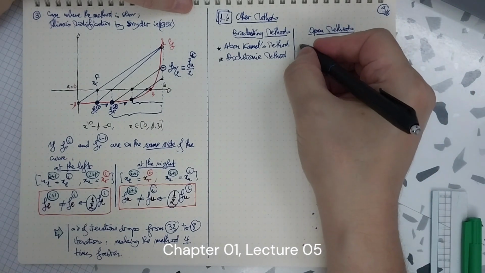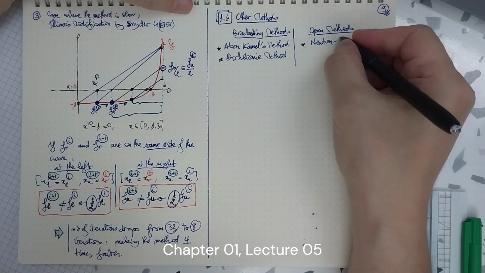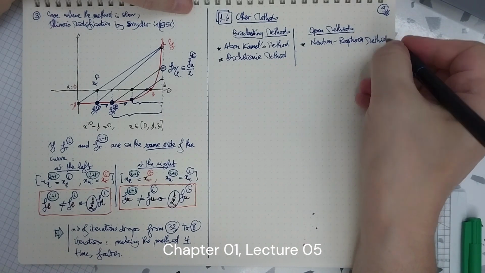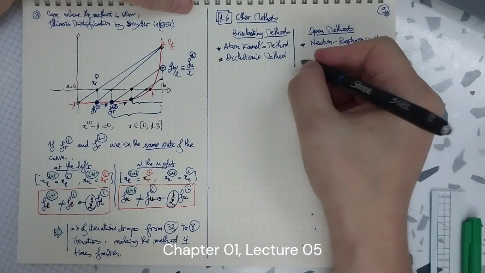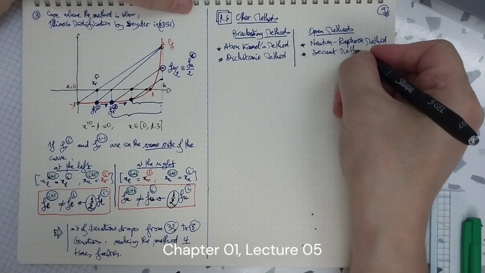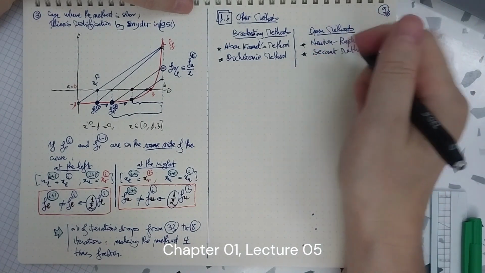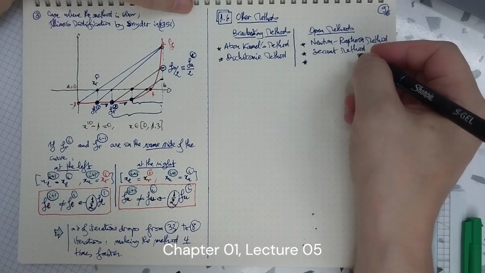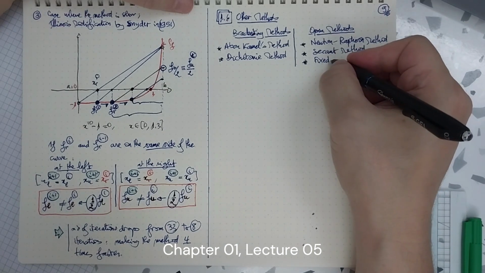In open methods, we have the Newton method, also called the Newton-Raphson method. This is the fastest method, but it has drawbacks also, important drawbacks. And the secant method. The secant method is based on the Newton method, so a slight modification to the Newton-Raphson method. And finally, the fixed point method.